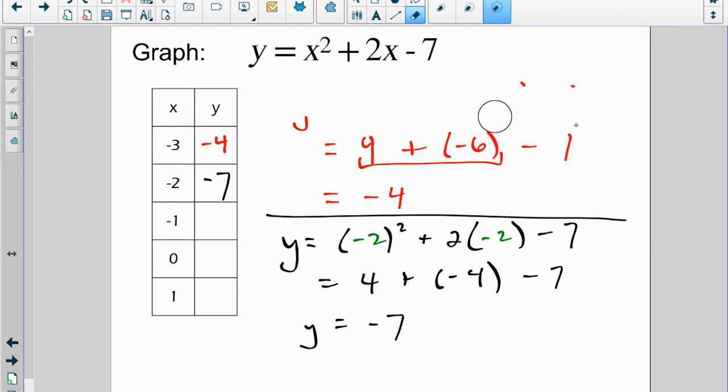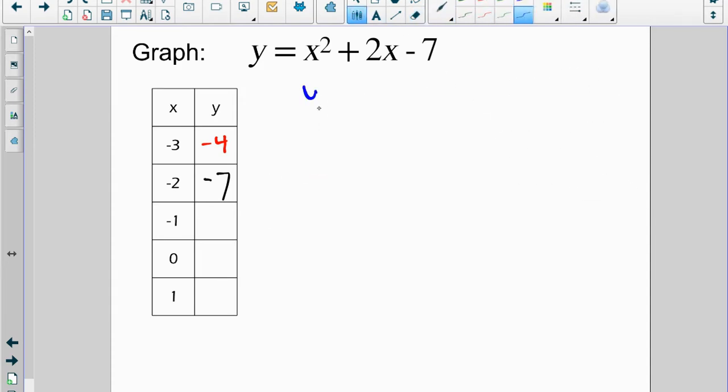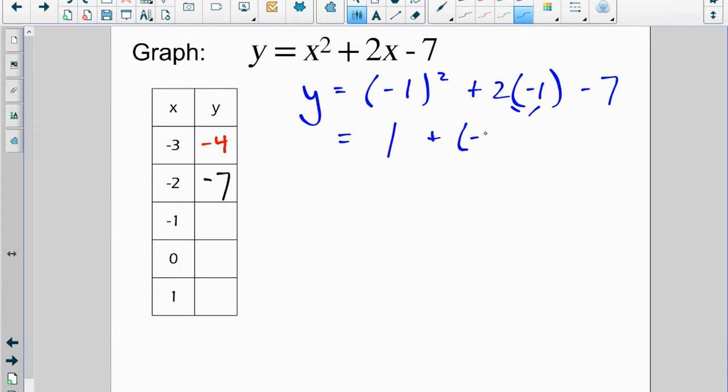I'm going to go ahead and erase my old work here. And my next one. So y equals x squared plus 2x minus 7. And my next x value is negative 1. Well, negative 1 times negative 1 is just 1. 2 times negative 1 is negative 2. So 1 plus negative 2 plus negative 7 would give me negative 8.